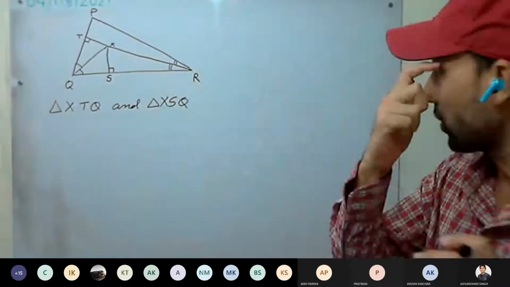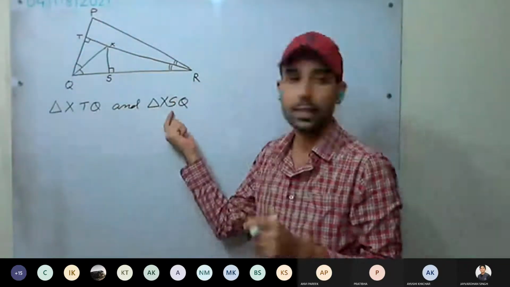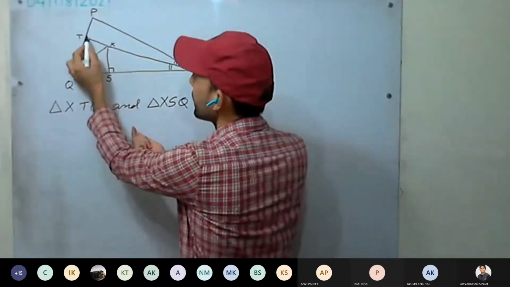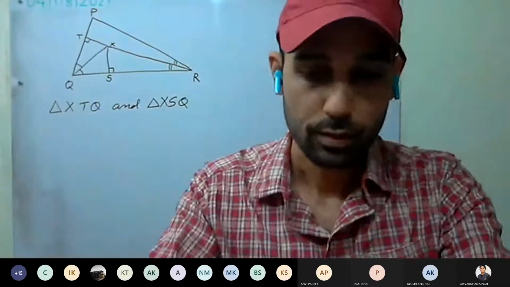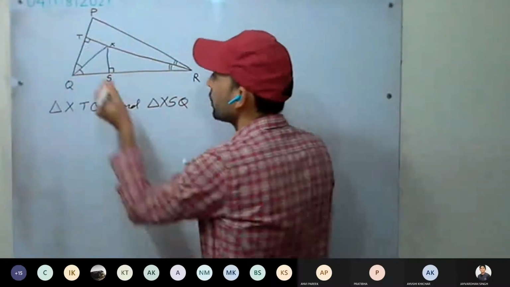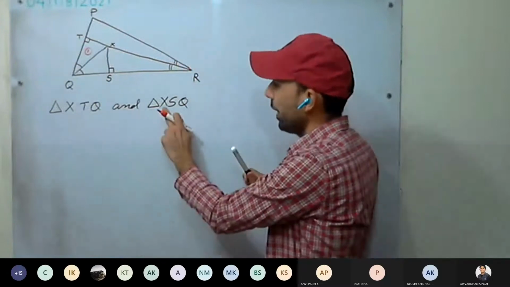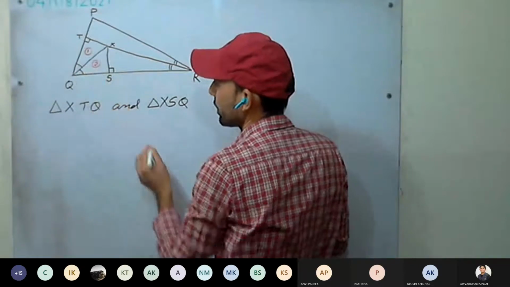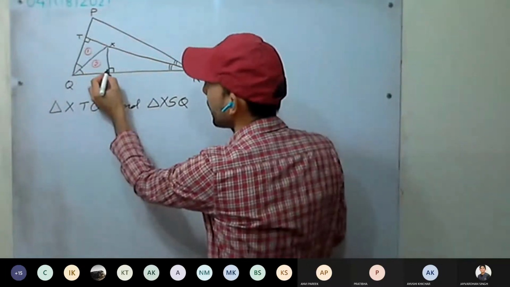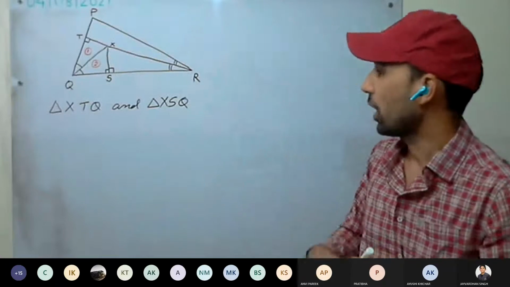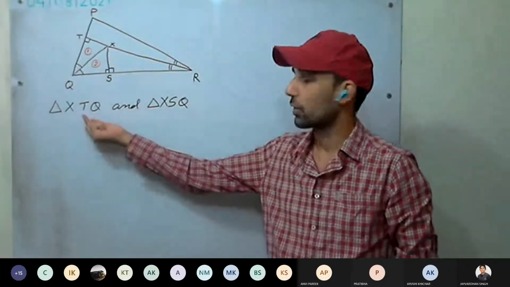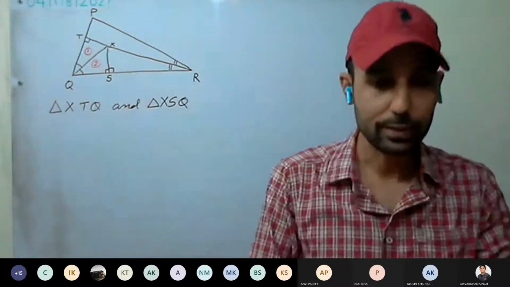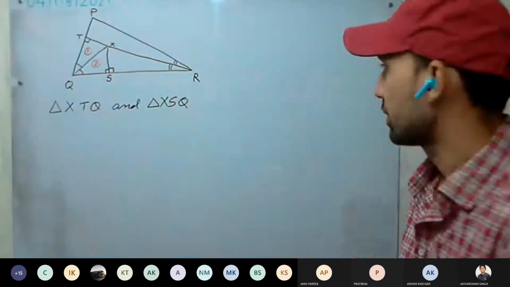Try to figure out how we are going to prove these two triangles as congruent. Which triangles do you have to take? XTQ is our first triangle. XSQ is our second triangle. We have drawn 90 degrees here. We can draw this side as well, no issues with that. So how do we prove that these two triangles are congruent? Now try to figure out what is given. Minimum requirement, any one theorem we can use.